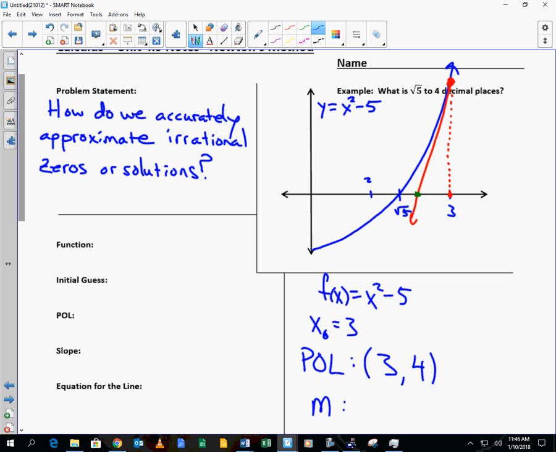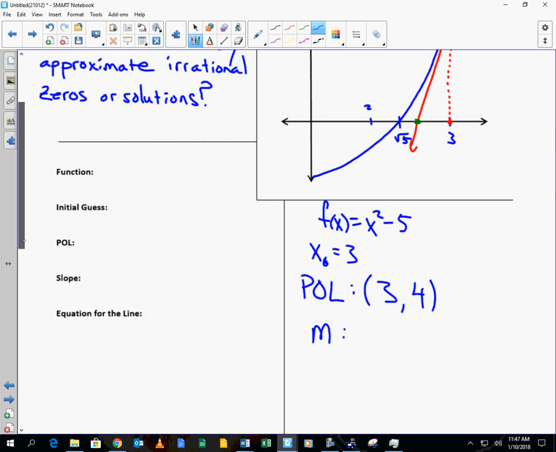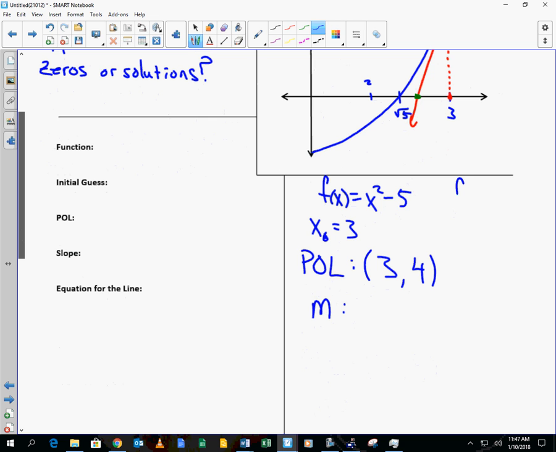And so what he wants to do is write an equation for this line and find the x-intercept. We found the point on the line is (3, 4). How do you find the slope of a line tangent to a curve? Very good. What's the derivative? What's f prime of x? It's 2x. And so if 2x is the derivative, then what would be the slope? 6. Why is 6 the slope? Because 2 times 3 is 6.